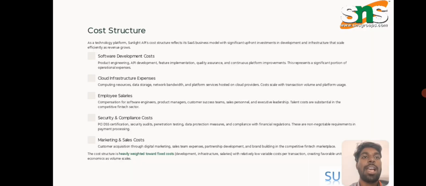About the cost structure. As a technology platform, Sunlight API's cost structure reflects a SaaS business model with significant upfront investment to develop the infrastructure; as it scales efficiently, revenue grows.